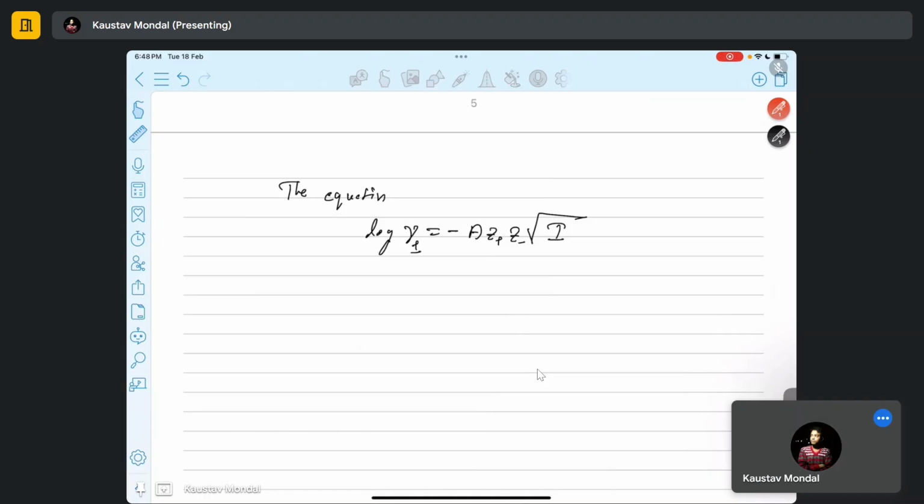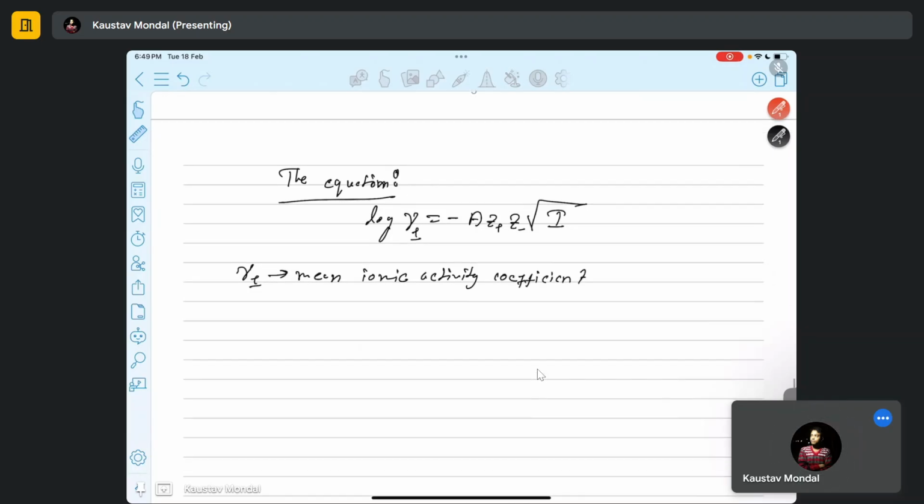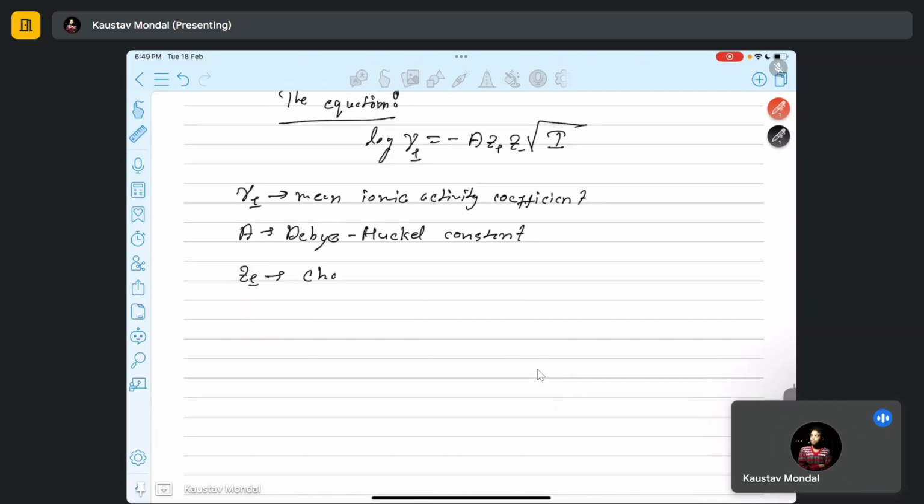Okay, so basically in this equation, the DHL equation, gamma plus-minus is the mean ionic activity coefficient, A is the Debye-Hückel constant, and Z plus-minus is the charges of the cation and anion. Okay.